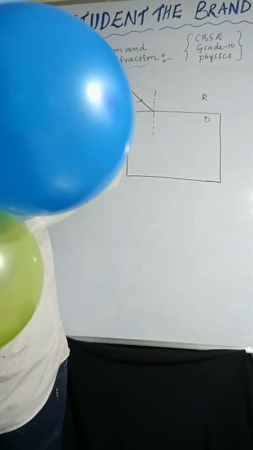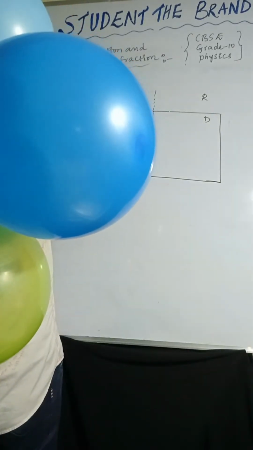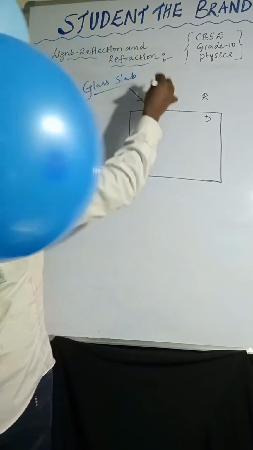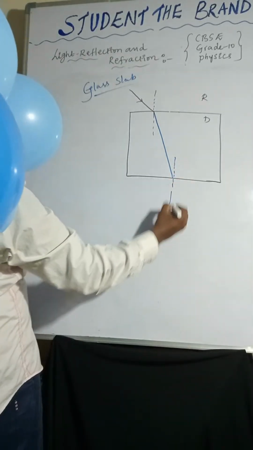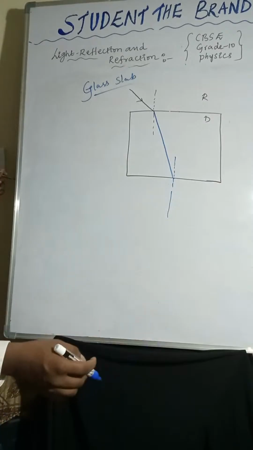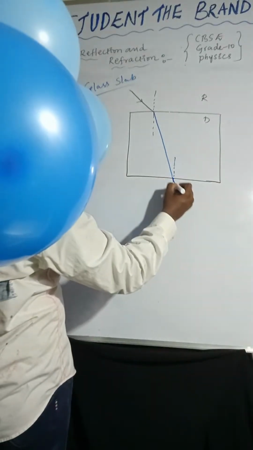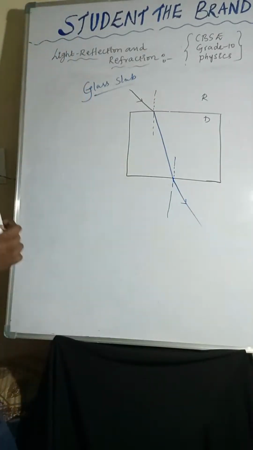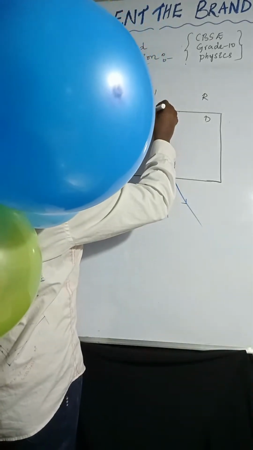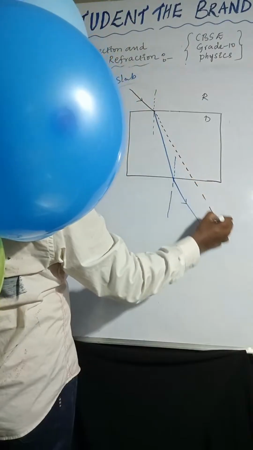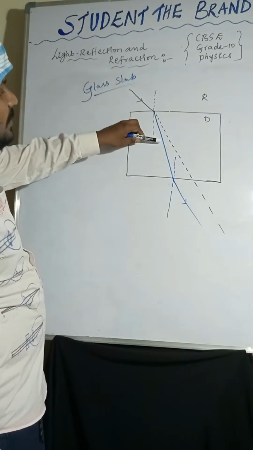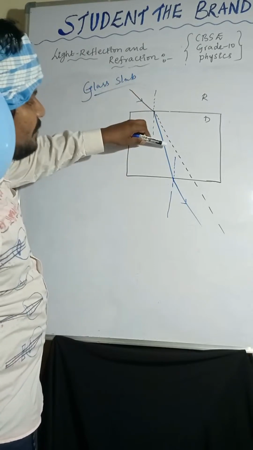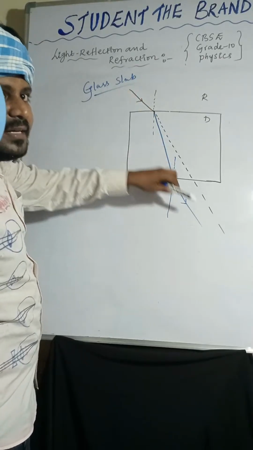Glass slab. It bends towards the normal line like this. Again, if it is passing from denser to rarer, it moves away from the normal line like this. If you extend the incident ray, it will become parallel to the emergent ray. This is the emergent ray. So we have the incident ray, refracted ray, and emergent ray.